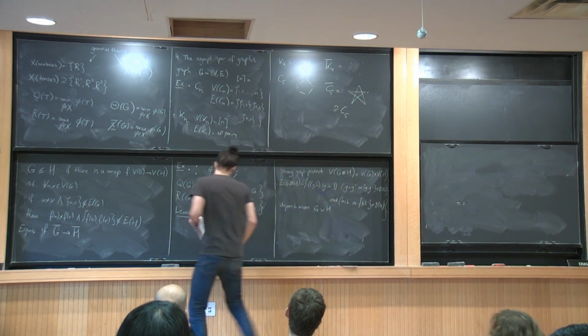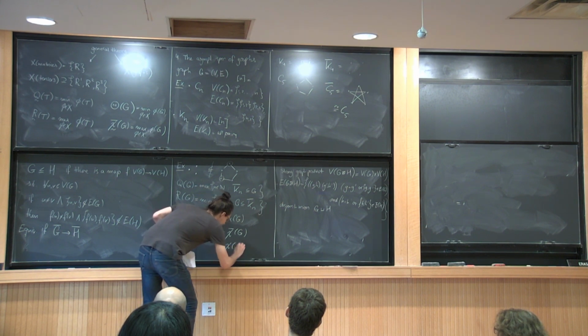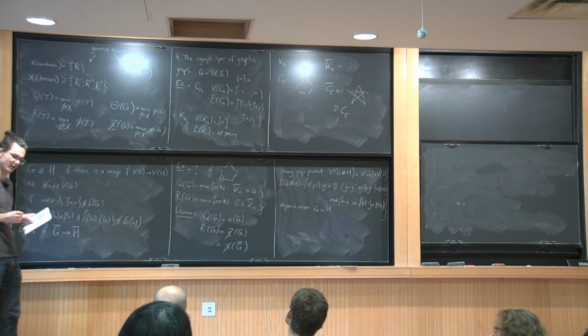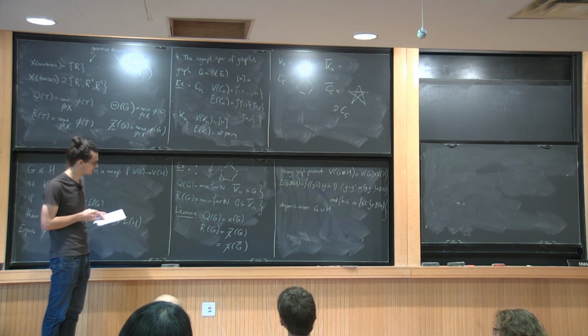It's the clique cover number. It's equal to the chromatic number of G bar. So it's the coloring number of G bar. You want to call the vertices. Yeah.